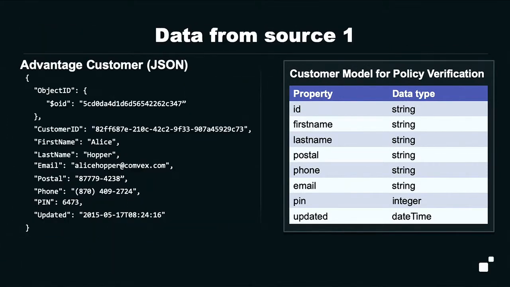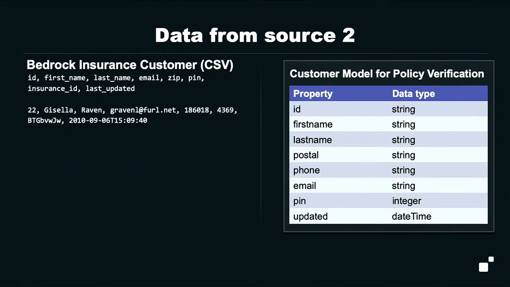So now we're going to take a look at the source data. Here's an example of the data coming from an Advantage customer, and you see that the property names on that side do not match the property names in our model. That's something that we'll rectify during the curation process. And again, you'll see the property names and the format of the data are very different in the second one, coming from the second acquisition as well.